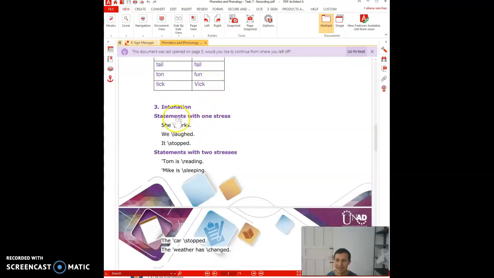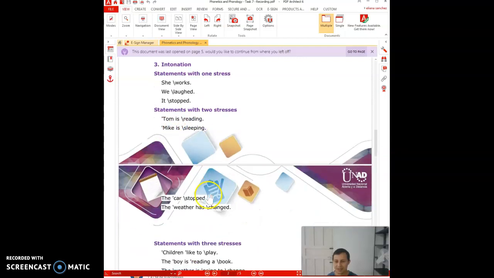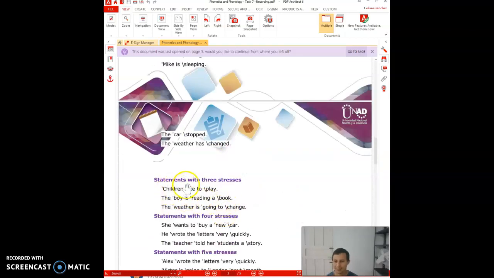Third part. Statements with one stress. She works. We wrote. It stopped. Statements with two stresses. Tom is ready. Mike is sleeping. The car stopped. The weather has changed. Statements with three stresses. Children like to play. The boy is reading a book. The weather is going to change.